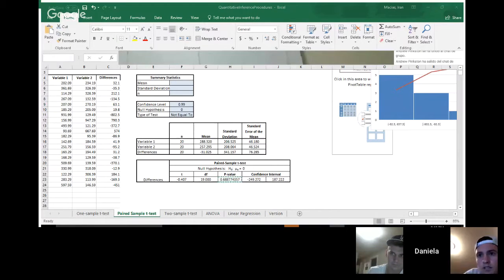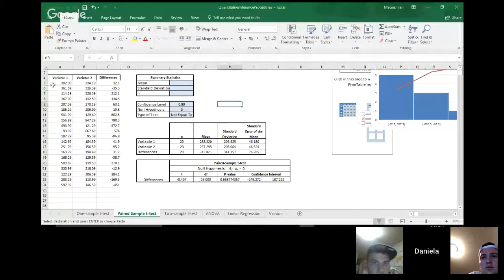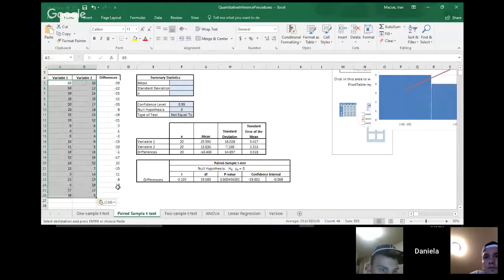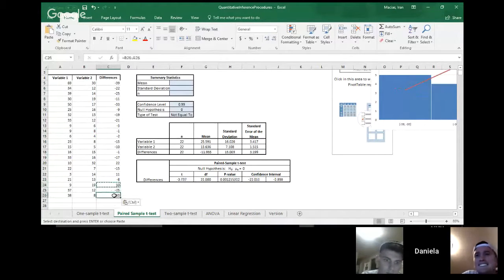Now, which Excel thing are you guys using for these? So if you go to the quantitative inference procedures, and then if you look at the bottom, there are tabs. Oh, okay. We're on the paired sample t-test. Took me a while to find it too. Excel file. What did you get for 9, Daniela?